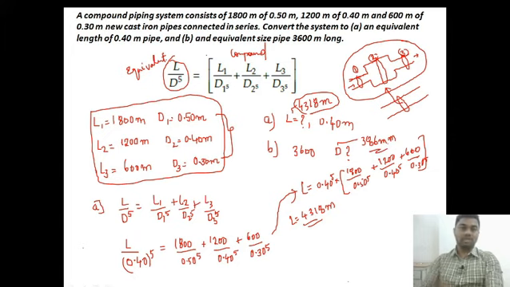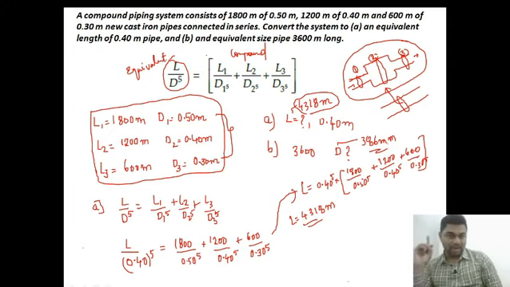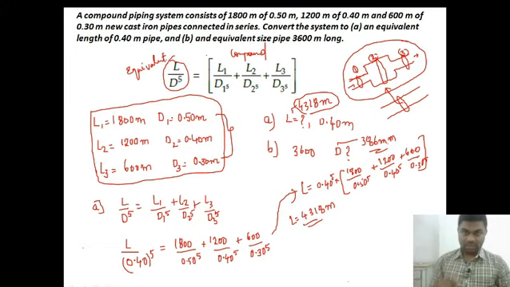Just look once again at the question. What do we need to find out? A compound pipe system consisting of 1800 meters of 0.50 meter diameter, 1200 meters of 0.40 meter diameter and 600 meters of 0.30 diameter iron pipes. We need to convert this system to an equivalent pipe of 0.40 meter diameter, and in the other case to an equivalent pipe of 3600 meters long. So we have done all these calculations.